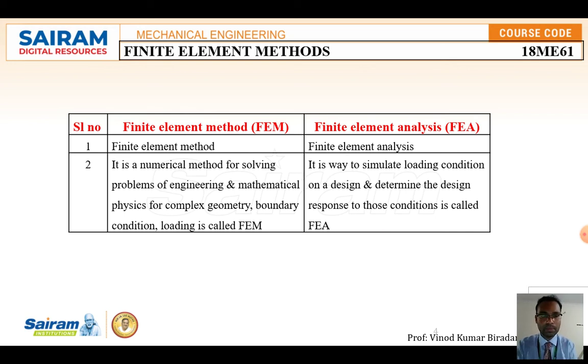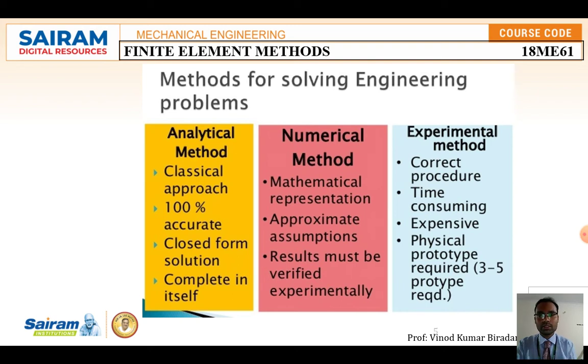Okay, coming to the next one, what are the differences between the analytical method, numerical method, and experimental method? Here I differentiate. Analytical method is a classical approach. That is 100% accurate, giving a closed form of solution which is complete in itself. Whereas the numerical method is a mathematical representation and an approximation, so assumptions should be there. That is, boundary conditions we have to assume, and the result must be verified experimentally.